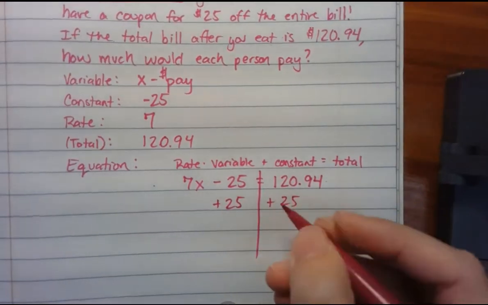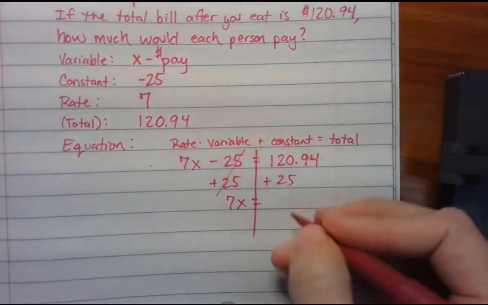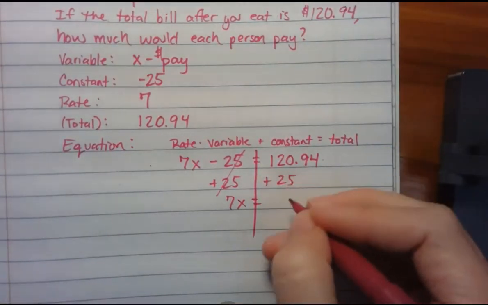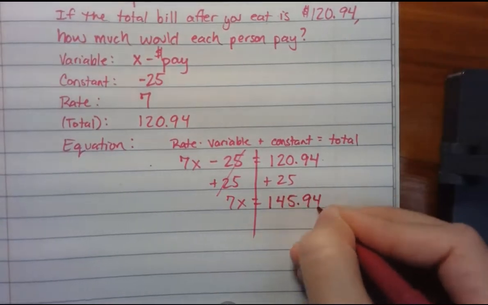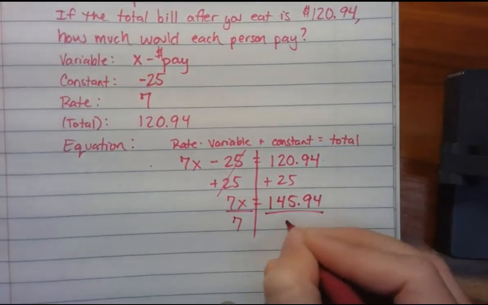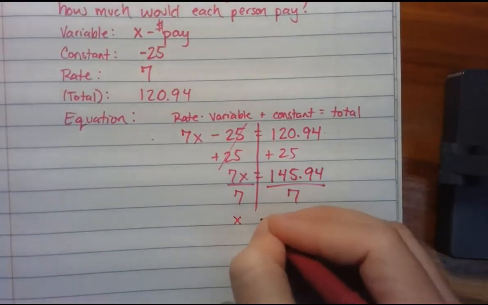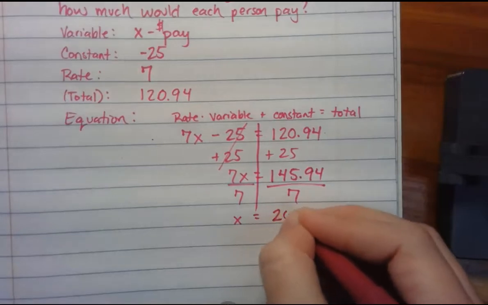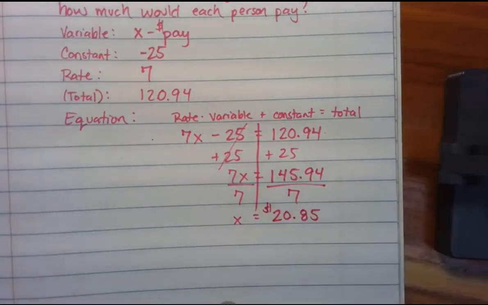And so now we're ready to solve, and we're ready to figure out how much actually everybody ate. So we're going to add 25. That will cancel 7x on this side. $120.94 plus 25 is $145.94. Divide that by 7. You can, again, type that into Desmos, and you get $20.85. And I think it comes out, let me type that into the calculator real quick.